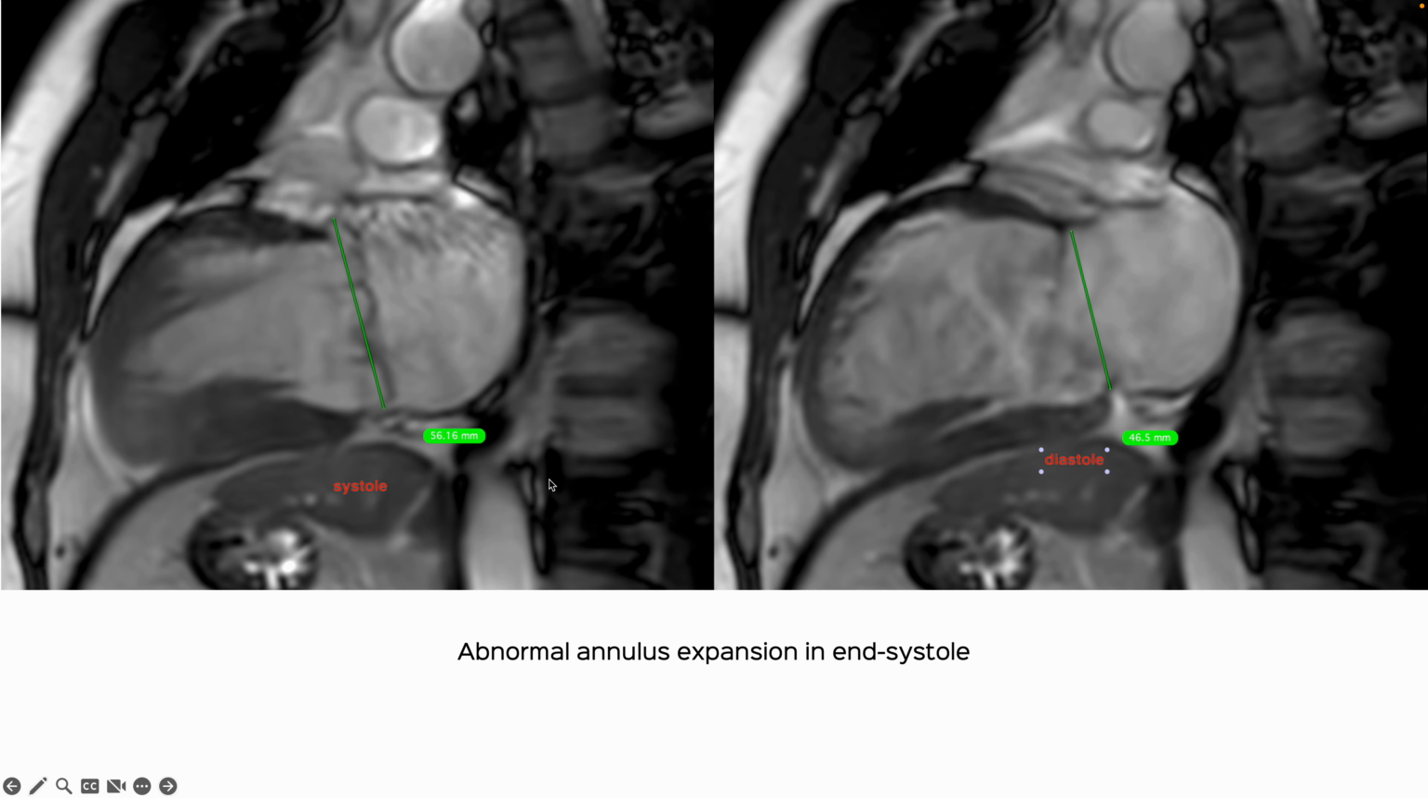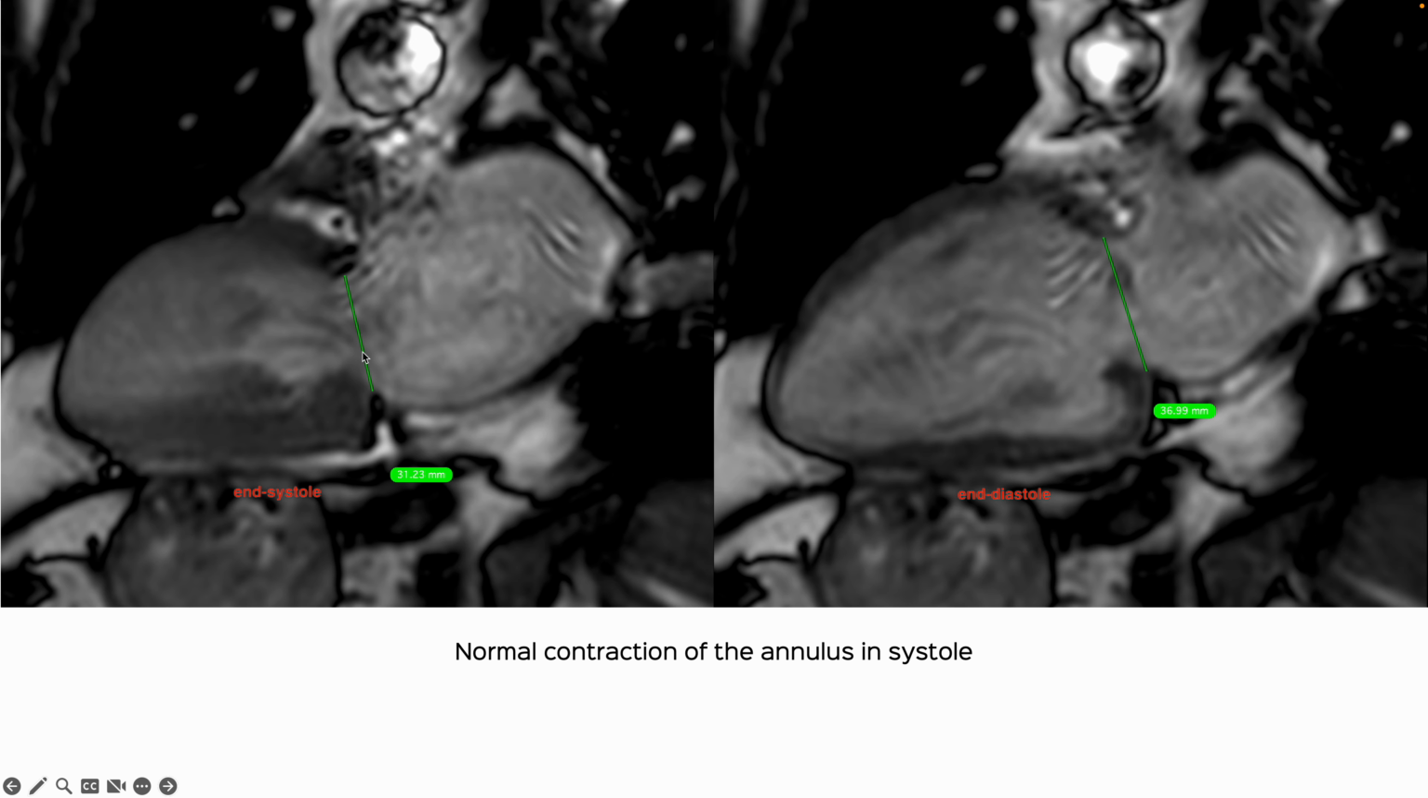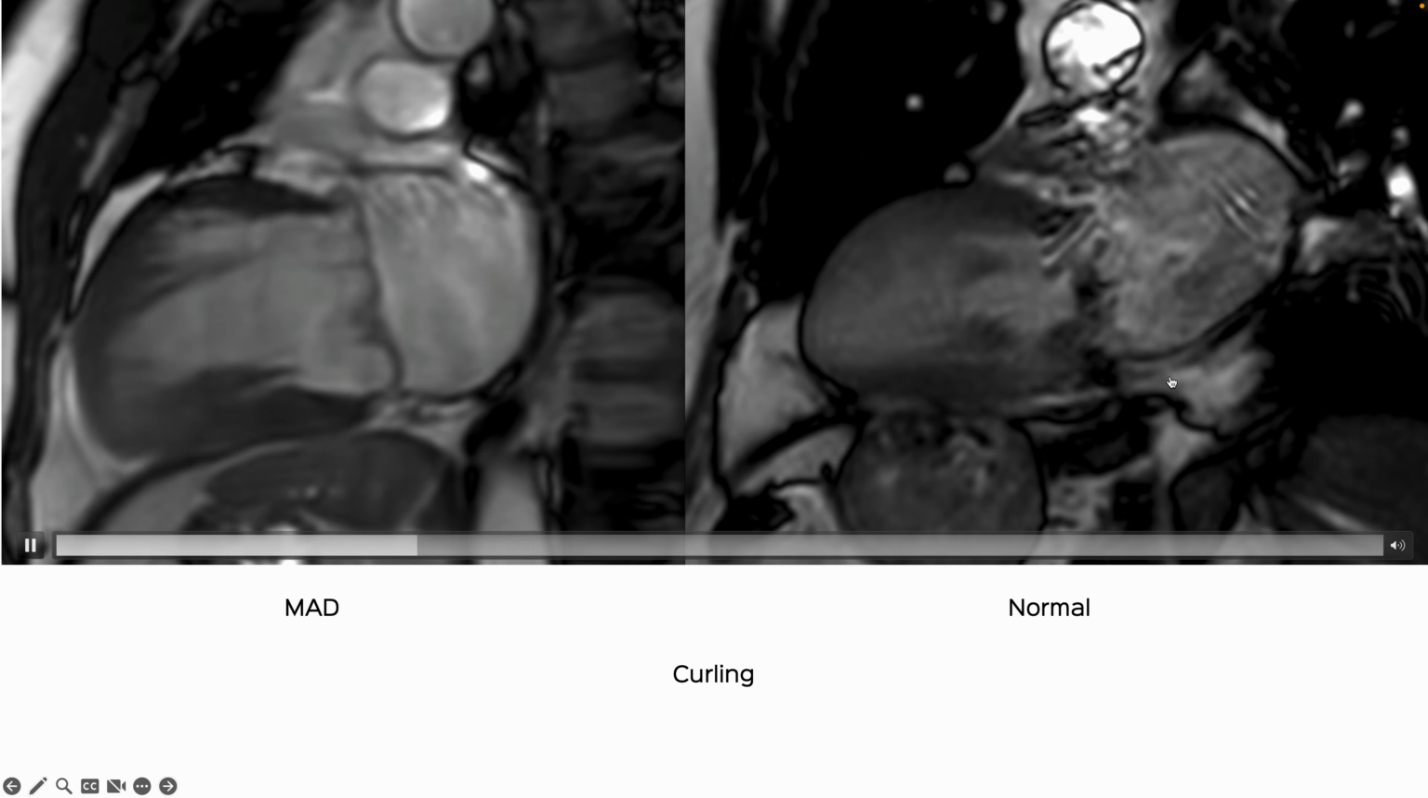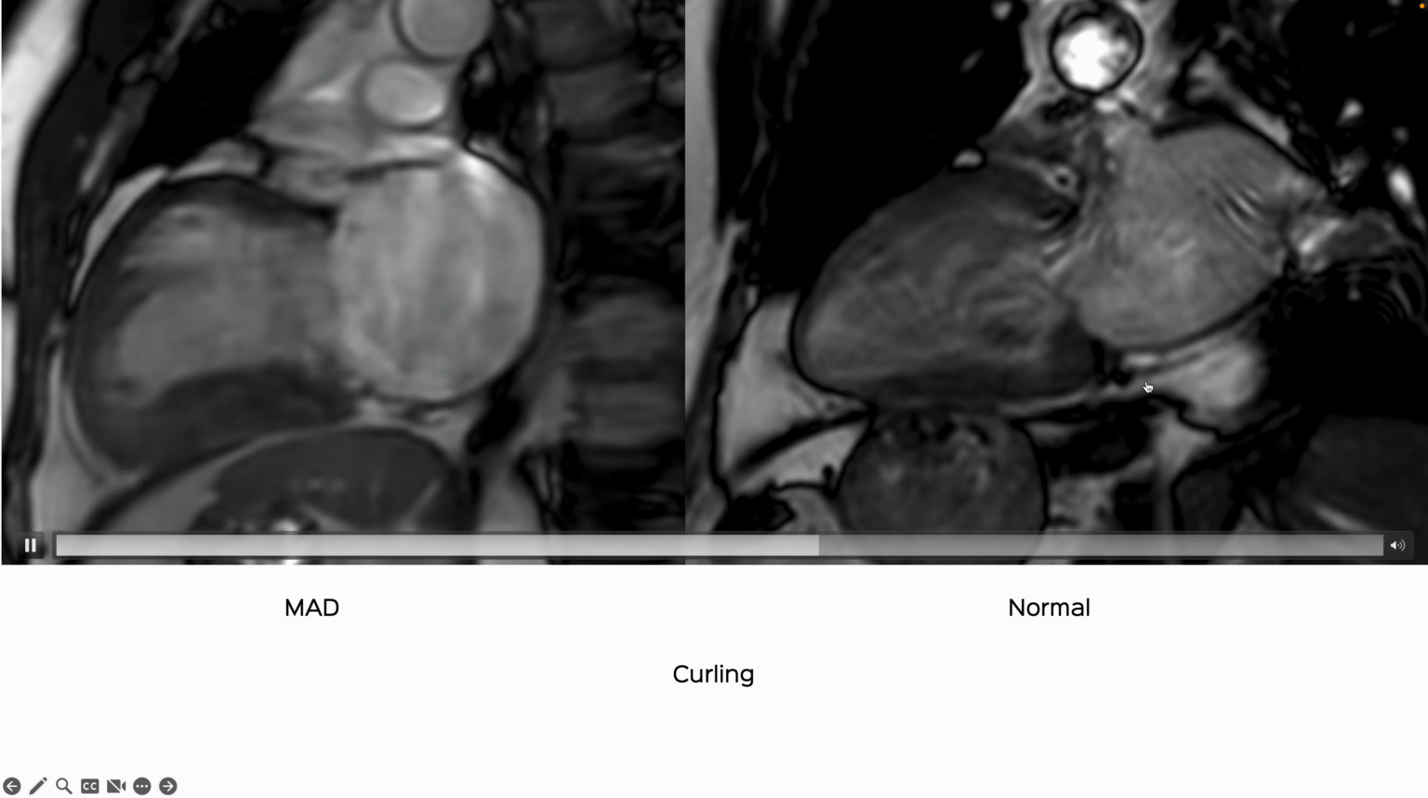The disjunction also leads to abnormal or wonky behavior of the annulus, which can lead to abnormal annulus expansion in end systole. So normally the annulus should contract in systole and expand in diastole, whereas with MAD that is reasonably severe, there is expansion in end systole and contraction in diastole, which is the opposite behavior, whereas in a normal patient you will see contraction in end systole and expansion in end diastole. So that maybe is a marker of the severity of the MAD.